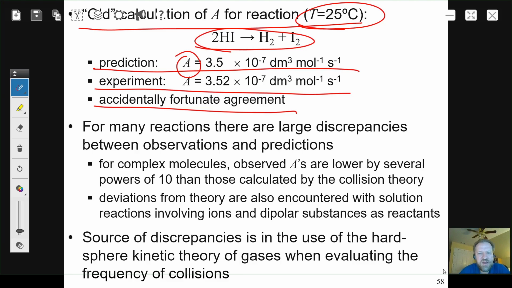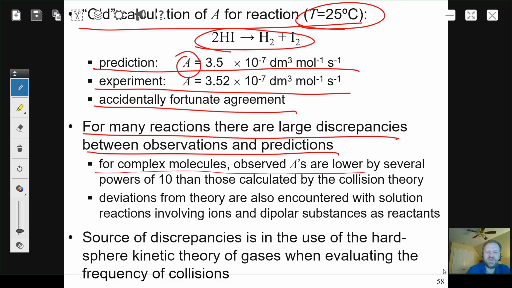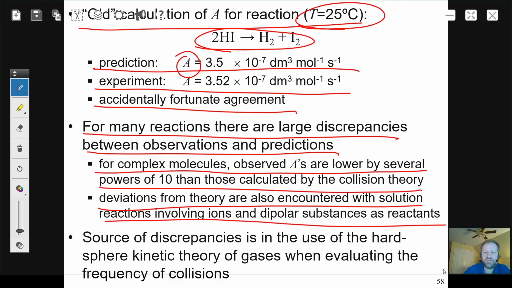It turns out that for many reactions, there are large discrepancies between observations and predictions. For complex molecules, the observed frequency factors or pre-exponential factors are lower by several orders of magnitude than those calculated by the collision theory. Deviations from theory are also encountered with solution reactions involving ions and dipolar substances as reactants.